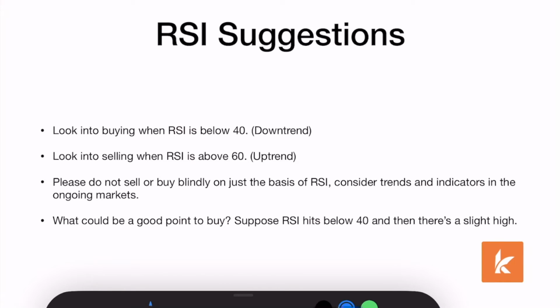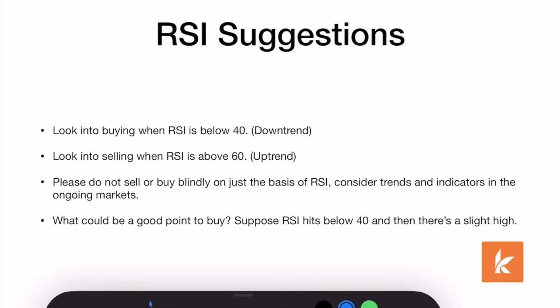So let's see the RSI suggestions. When the RSI is below 40, that's a downtrend, and this is when a lot of people would want to buy the coin if they notice this. And if the RSI is above 60, then the point where it's going to achieve its peak is going to be around that time soon. So keep that in mind. That's the uptrend. I just want you to know that you shouldn't buy or sell blindly just on the basis of RSI; consider other trends and indicators.